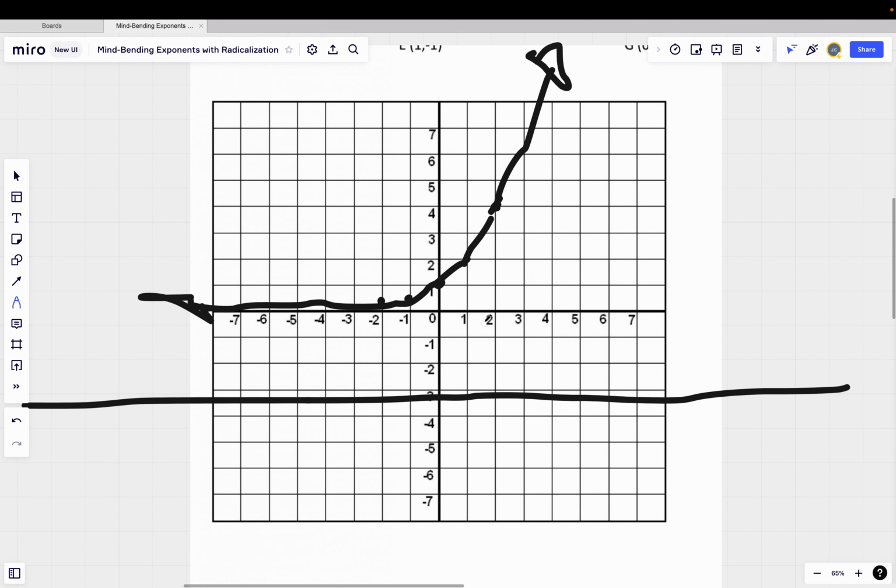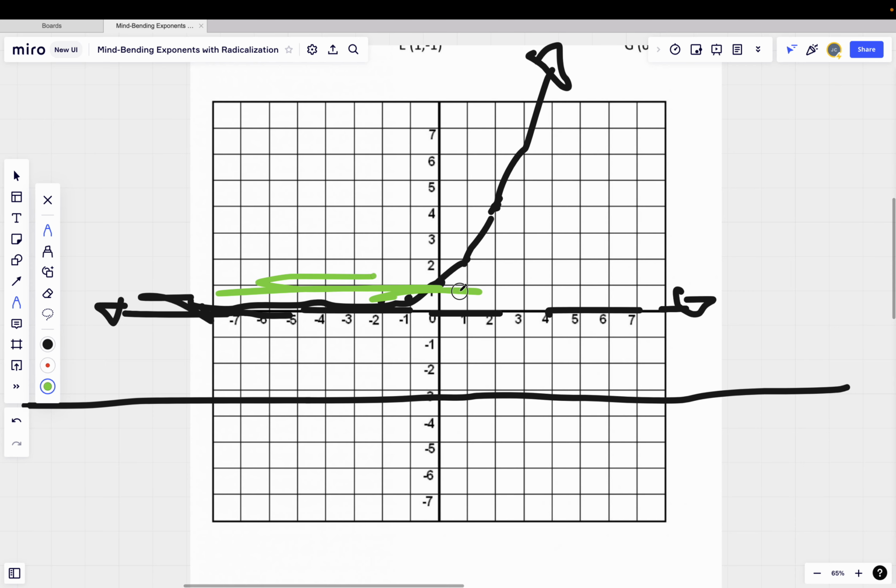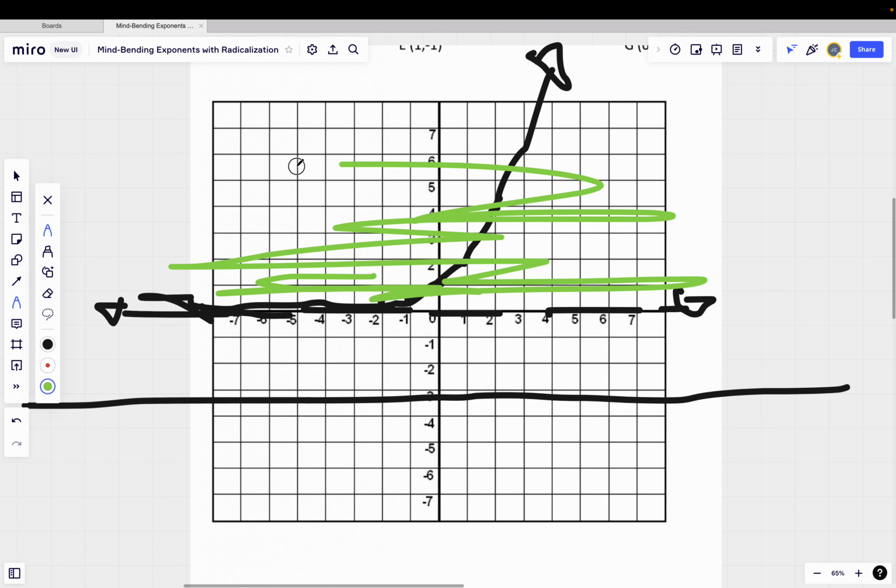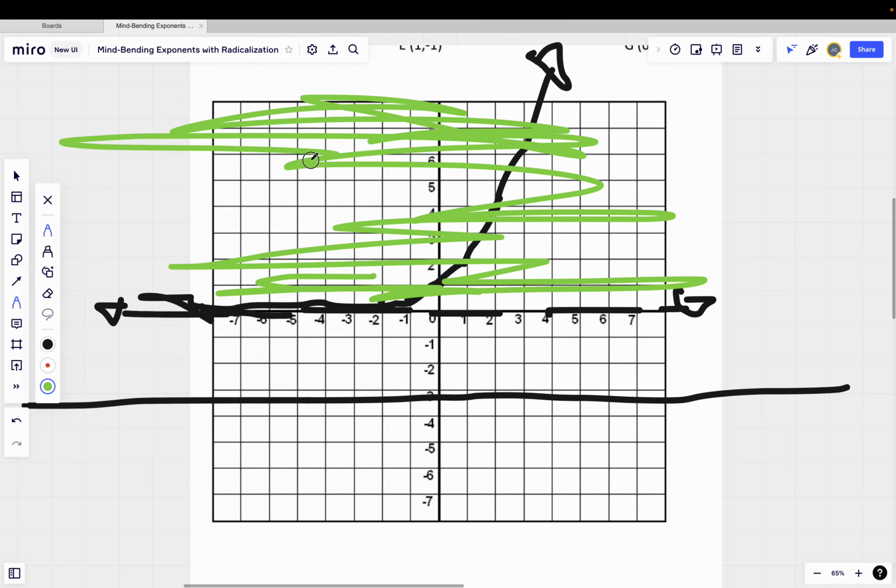What about our range? Well, our range, we started at 0. Well, we never actually touch 0. As you can tell, our graph will never touch 0. So it's basically any section that is above 0. So everything here above 0 is our range. So our range is anything here above 0.